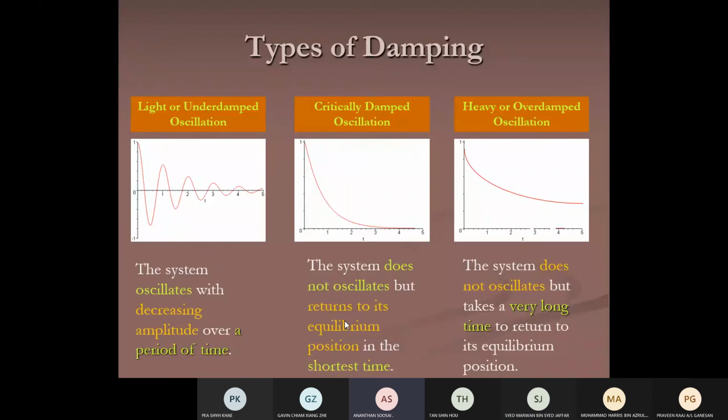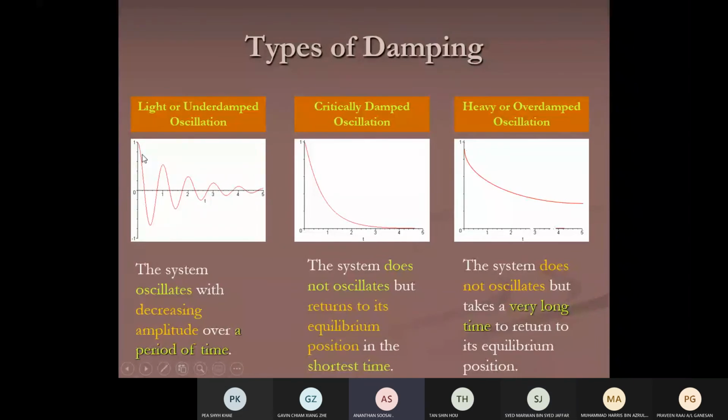Now comes another important part. Scientists found that damping has three types: underdamped, critical damped, heavily damped. The one in your lab, when you do the pendulum experiment, is light damping, the first one. Light damping is very frequently asked in the exam compared to the other two.